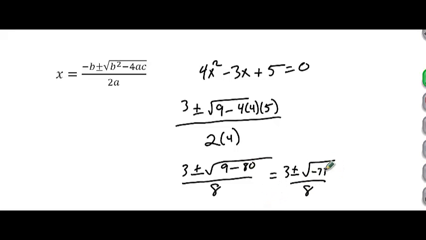Now I can't really break down 71, but the negative, I can't leave a negative inside a root either. So anytime you have a negative inside of your root, you end up with an imaginary solution. So this will be written as 3 plus or minus i root 71 over 8. And you want to try to break down your 71. But if you have a negative, it comes out and becomes an imaginary number.